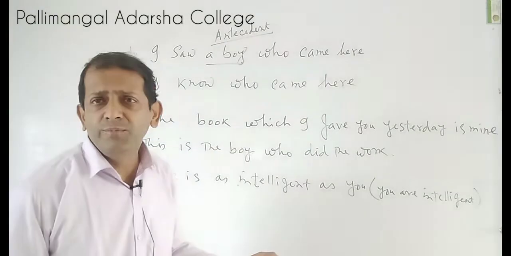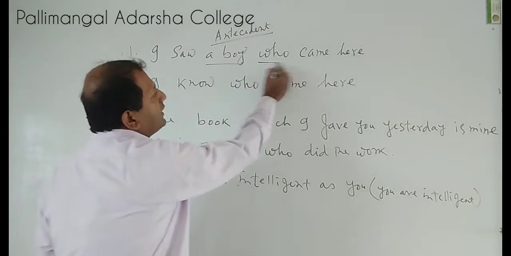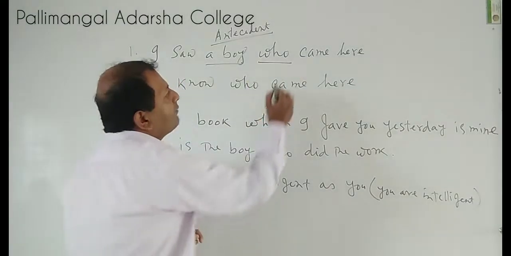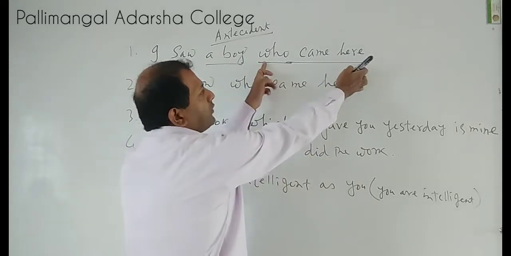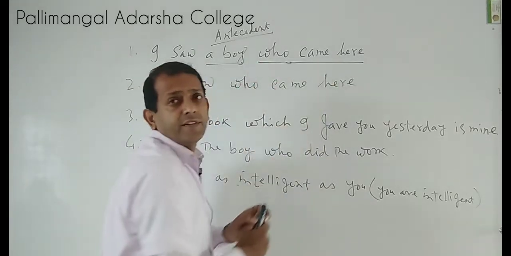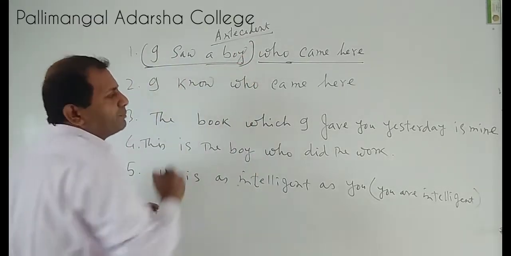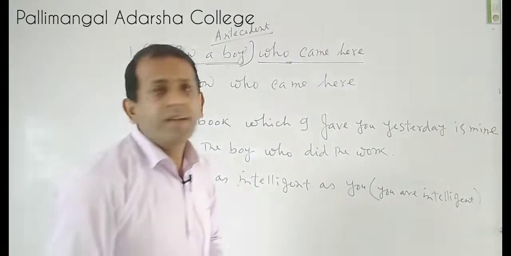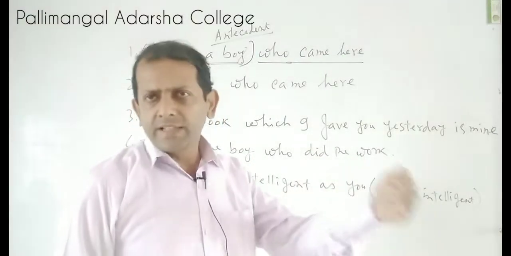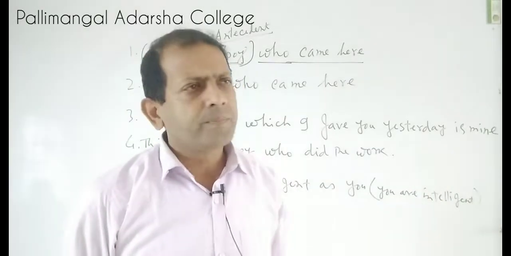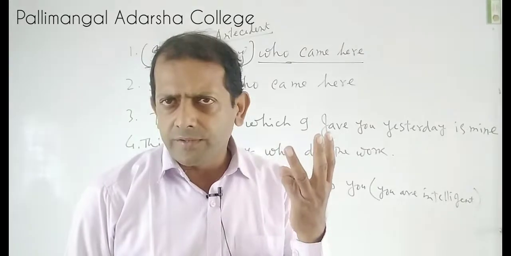That is a very simple use of clause. So here, who is the connector, and after this connector, who came here, this is a clause, and this is called what? The subordinate clause. And this one, I saw a boy, this is the principal clause. Okay, so now my question is, according to my division in the last class, I had shown you that subordinate clauses are subdivided into 3 categories.